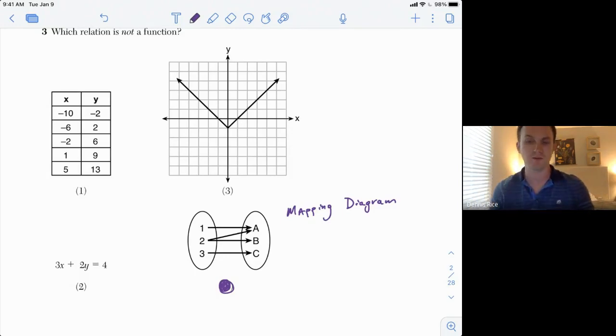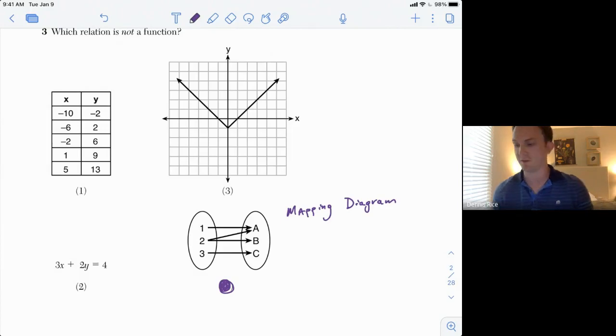So what's wrong with it is what Kira's saying. 2 has 2 arrows coming out of it. 2 is an input, and it has 2 outputs, so 2 repeats, right? The table is good. The graph is an absolute value function, so obviously it's a function. It passes the vertical line test.